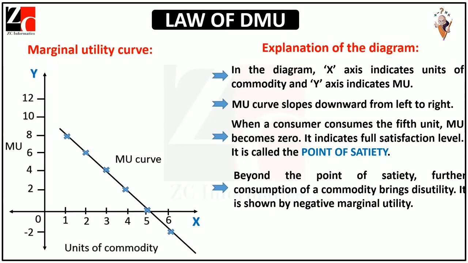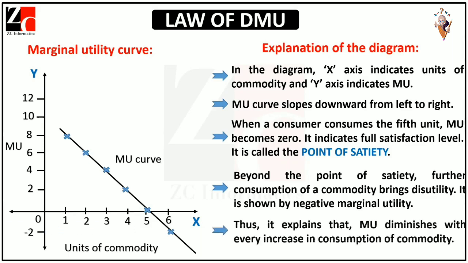Beyond the point of satiety, further consumption of a commodity brings disutility. It is shown by negative marginal utility. Thus, it explains that marginal utility diminishes with every increase in the consumption of a commodity.